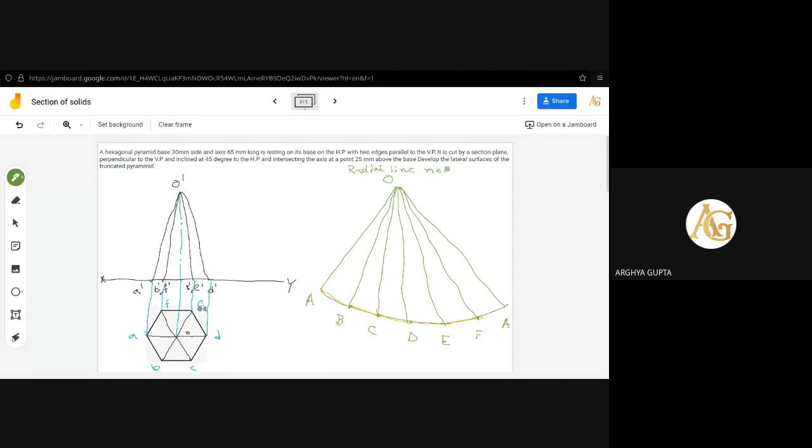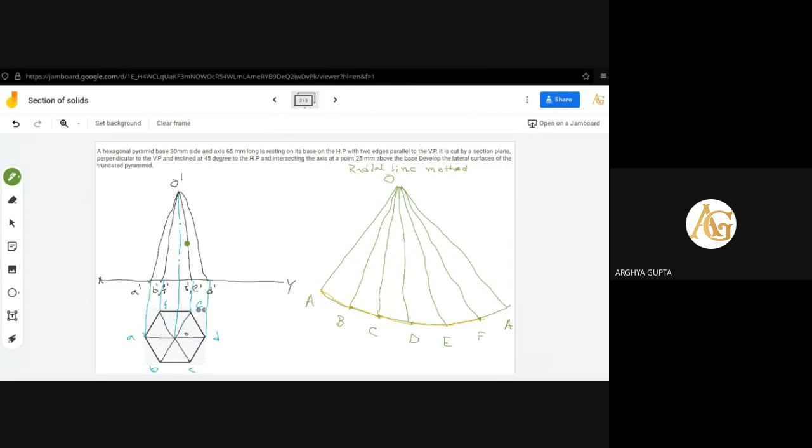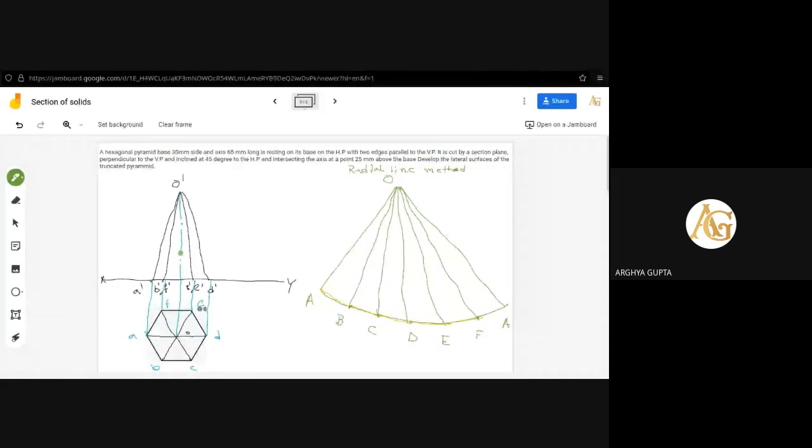Now I have to develop the surfaces after a cutting being made. Okay. So a cutting plane will be there. So let me say that the cutting plane will be inclined at 45 degrees. So you have to take a point.